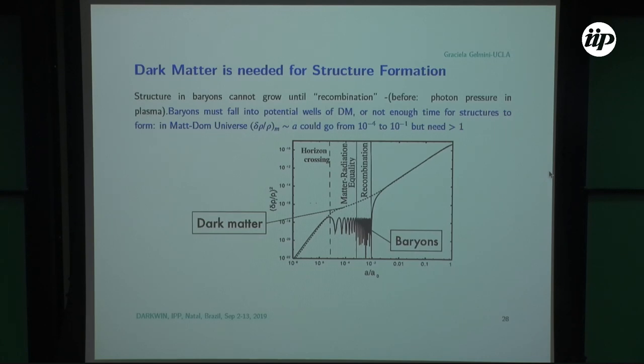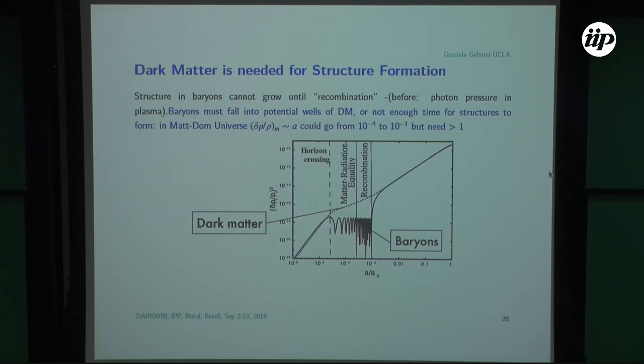The increase in temperature increases the pressure of the photons, the photon pressure, and it expands again. And the result are standing waves. Only after recombination are baryons free to fall into potential wells already formed by dark matter. If that wouldn't happen, there wouldn't be enough time to produce the structures that we have. Without dark matter, we wouldn't have enough time for inhomogeneities to grow from the size that they have.